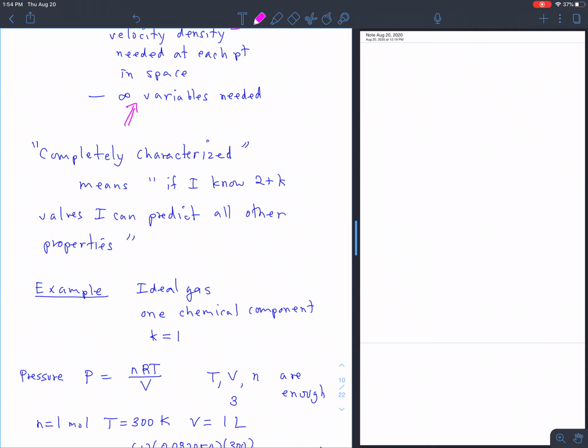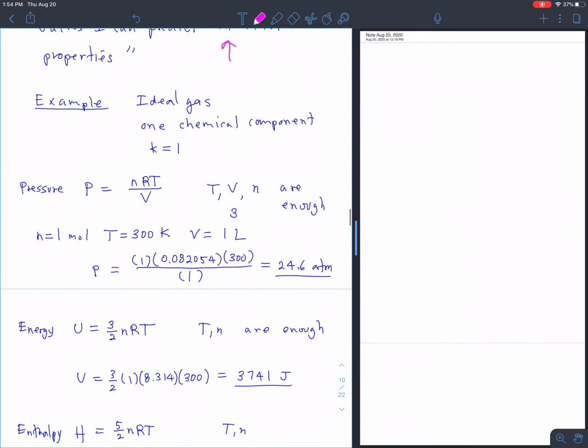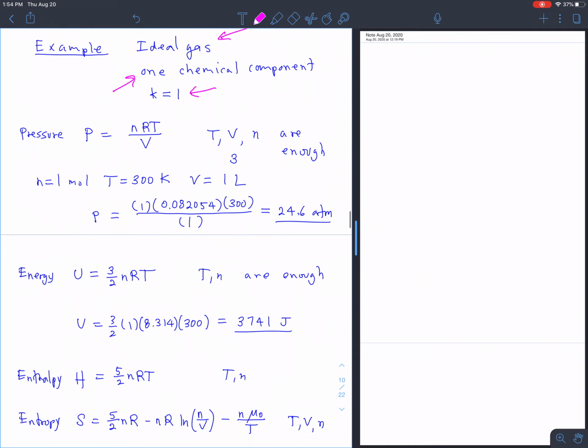All right, completely characterized means if I know the values of my 2 plus k variables, T, P, and N, say, I can predict all the other properties. Here's an example of what that means. For an ideal gas, ideal gases are always the example everybody chooses at first because they're the simplest case. One chemical component, let's say oxygen, pure oxygen. So K is equal to 1, 3 variables are enough.